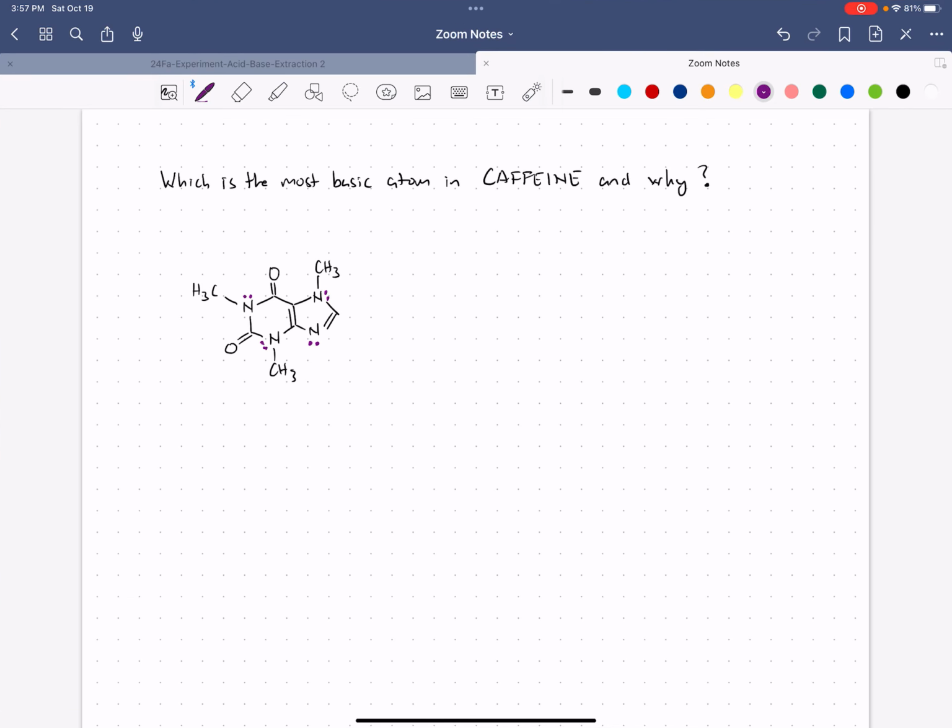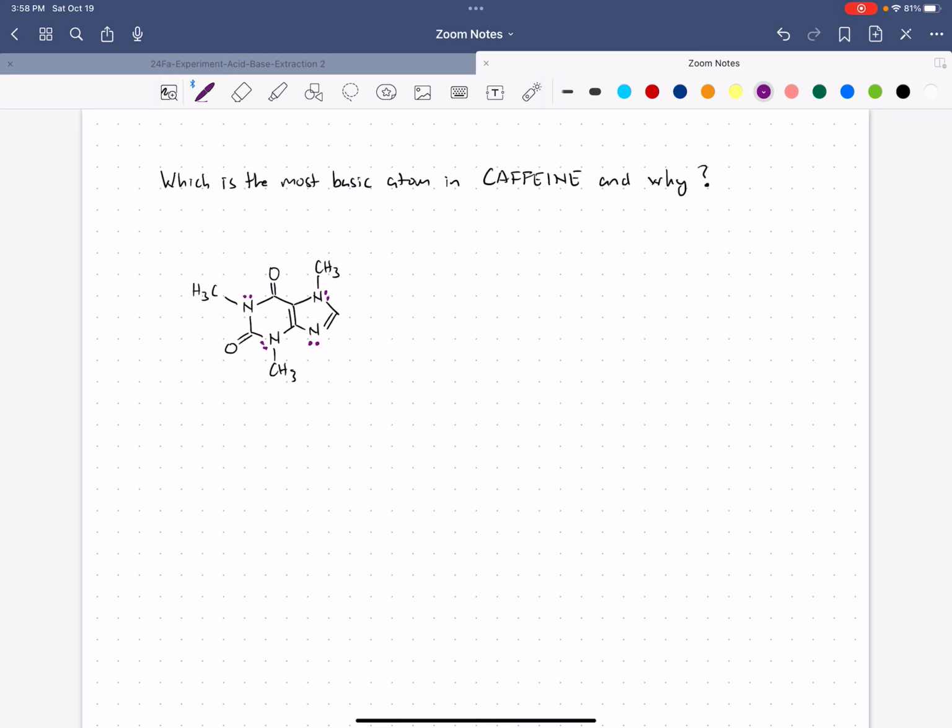Hello. I think this is a very interesting problem, which is asking which is the most basic atom. I think most students would rather have the question, what's the most acidic proton? Because they could use a pKa table to look up which proton has the lower pKa. In terms of looking at the most basic atom, though, we have to reverse our thought and try to analyze which atom is more likely to grab a proton.